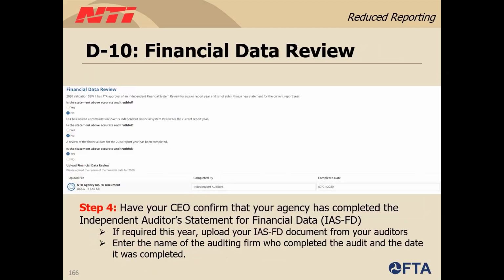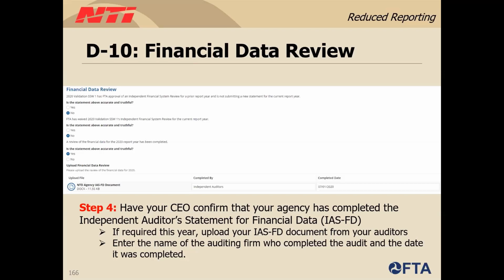Next is the section of the D10 that pertains to the IASFD, or Independent Auditor Statement for Financial Data. You will first indicate whether or not you have an existing IASFD within the last 10 years. If you completed one last year or have one from the last 10 years, you will select yes to the first question and proceed to the next section of the form. Please note that every 10 years rule became a requirement in the 2018 report year.